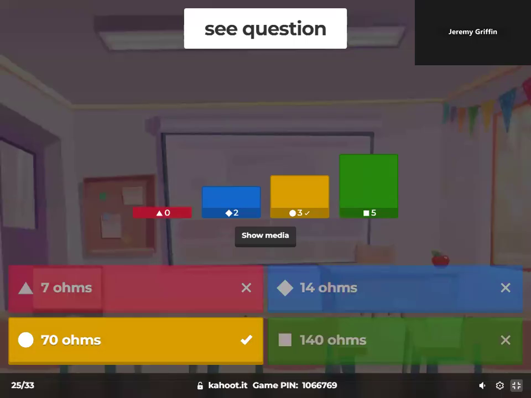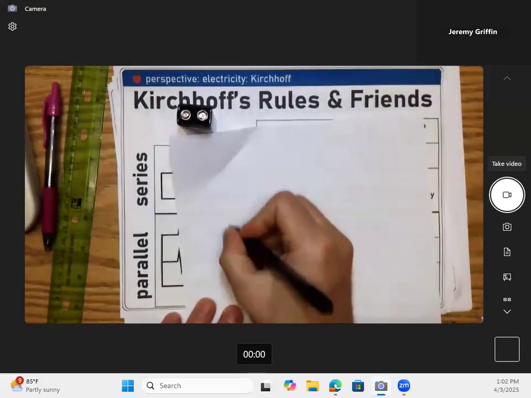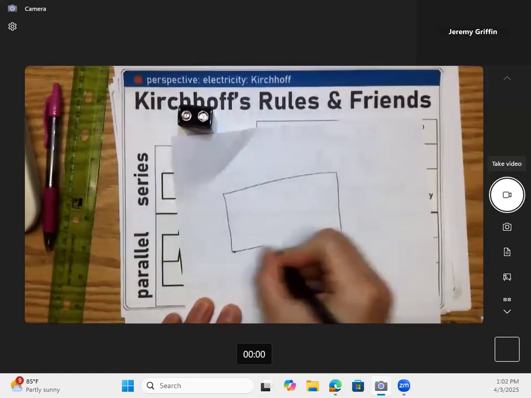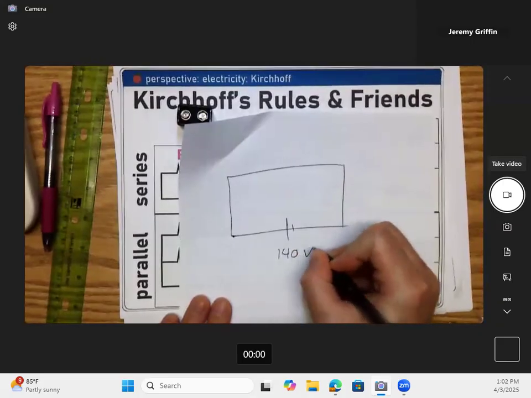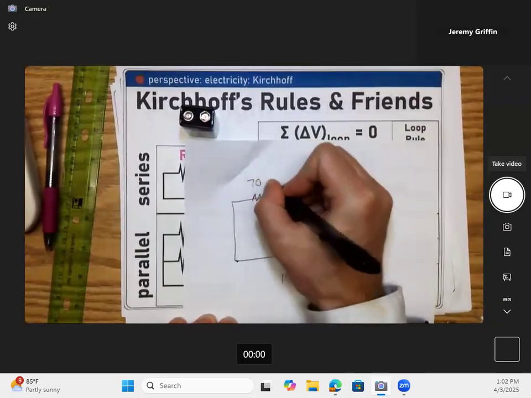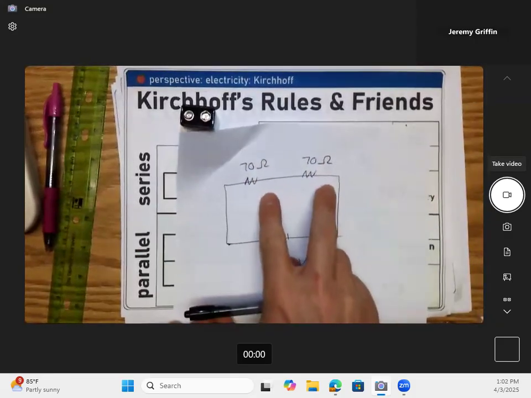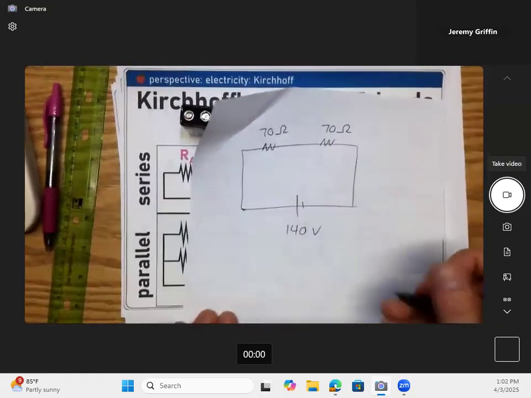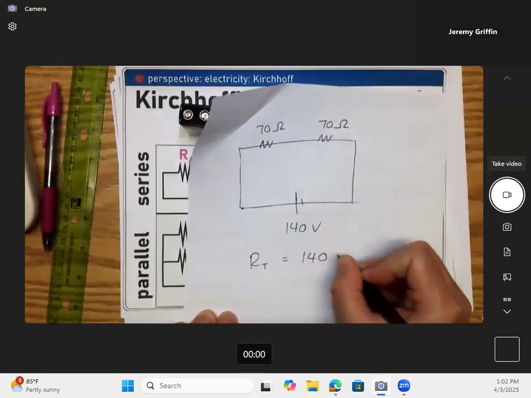Okay, I gotta draw that out. Let me draw that one out. So what we just did is like this. I'll solve this one backwards. I know this is 140 volts right here. I'll start from the answer. So this is 70 ohms and 70 ohms. Guys, that's a total of how many ohms? 140 ohms. So the resistance total is 70 and 70 makes 140 ohms.